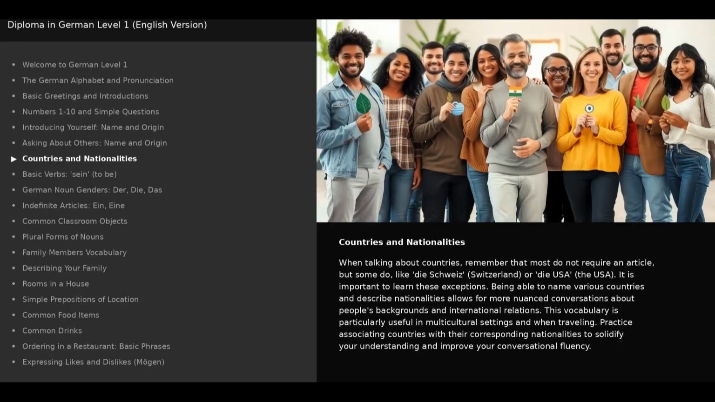When talking about countries, remember that most do not require an article, but some do, like die Schweiz, Switzerland, or die USA, the USA. It is important to learn these exceptions.